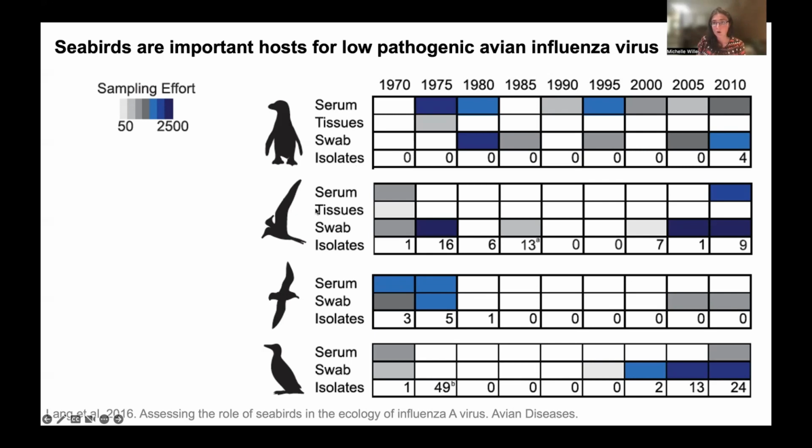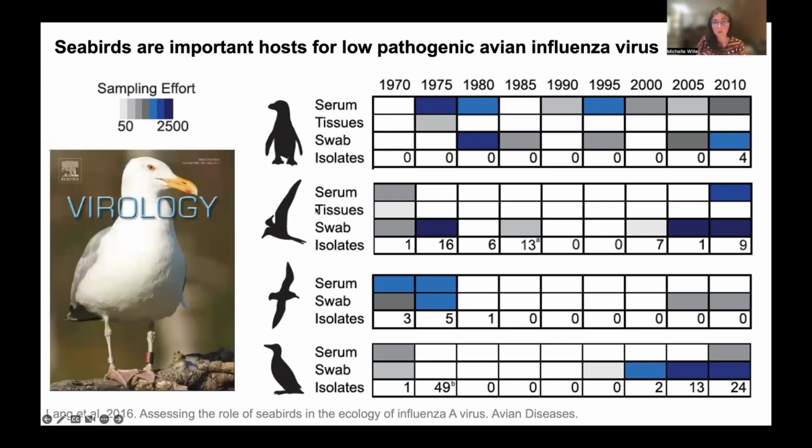In addition to these 4 groups, we know that gulls are important reservoirs for these viruses. In fact, they are the main host of H13 and H16, which are currently only found in gulls and terns.